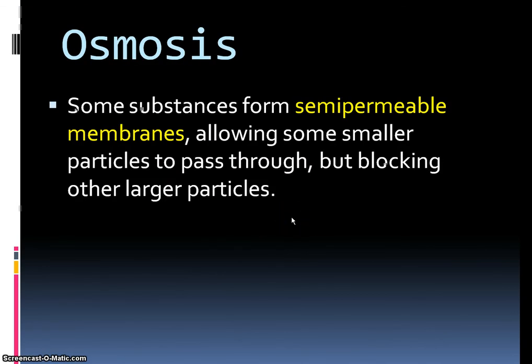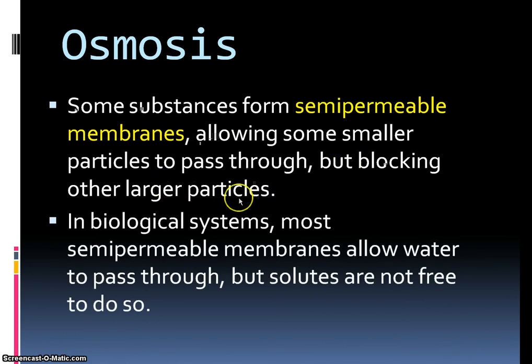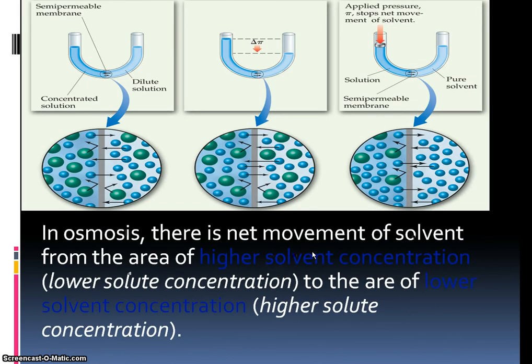Osmosis is the last thing we really need to talk about, and it's where some substances form semi-permeable membranes. This is what happens in your kidneys. Okay, it lets some things go through, but larger particles it blocks. Our body is sort of a filtering system. Okay, it's usually got a membrane of some sort. The lower concentration, the dilute solution, flows into the higher concentration.